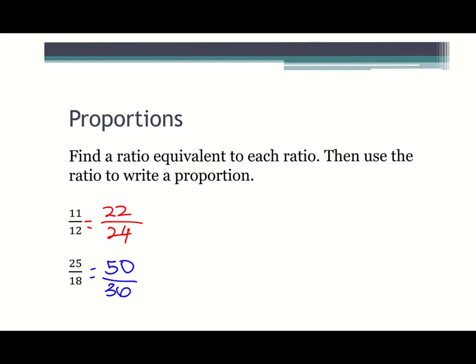You could have gone and multiplied them both by 10. So that would have given me the proportion of 250 to 180. So many options. As long as you multiplied the top and the bottom by the same thing, you would have written a proportion.